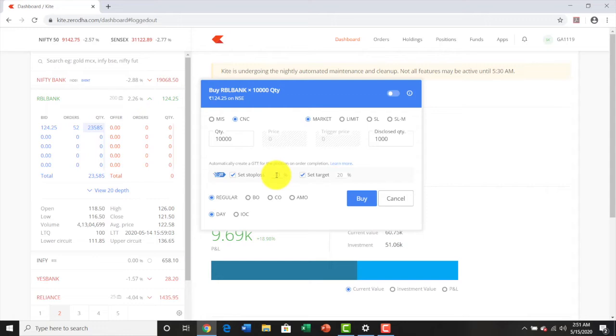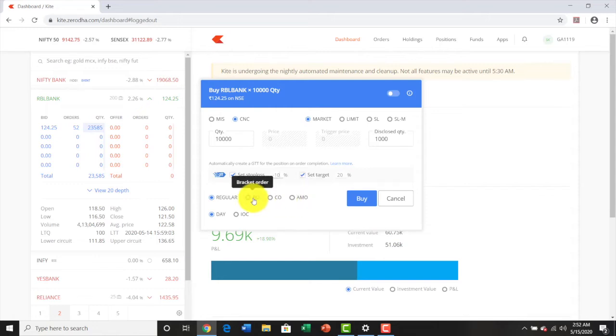So this is a very important concept, guys. You need to understand this. Okay, so now you know CNC market order. Let's go more into the details. Now, as you can see, we have regular order, regular market order, bracket order, cover order, and aftermarket order.